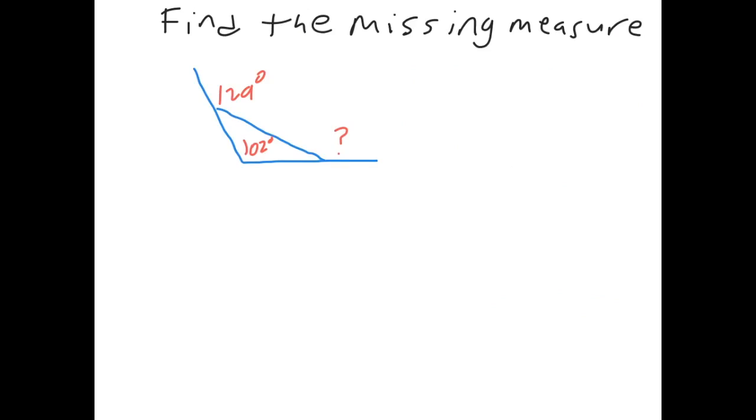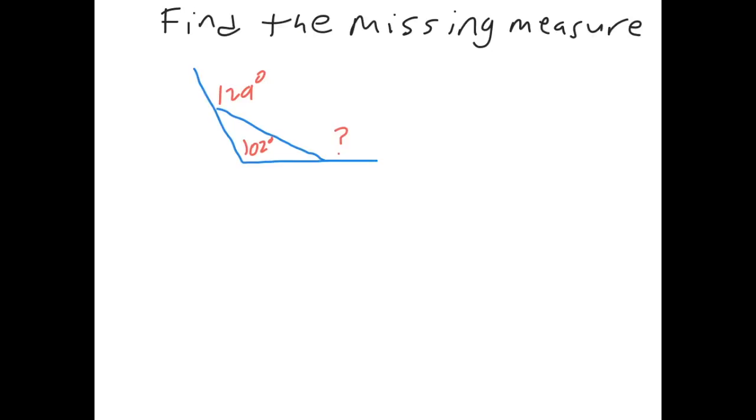Alright, so in this problem, we're given that this exterior angle right here is 129 degrees. This angle right here is 102 degrees, and we need to find this missing measure right here.